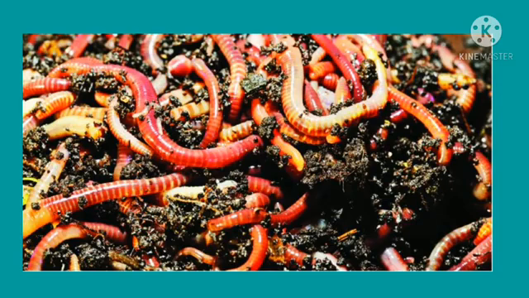What is vermiculture? Vermiculture involves the artificial rearing of earthworms and using them for the production of compost from natural organic waste. So what are the earthworm species involved in vermiculture? The earthworms used for vermicompost production are Perionyx excavatus, Eisenia fetida and Eudrilus eugeniae.